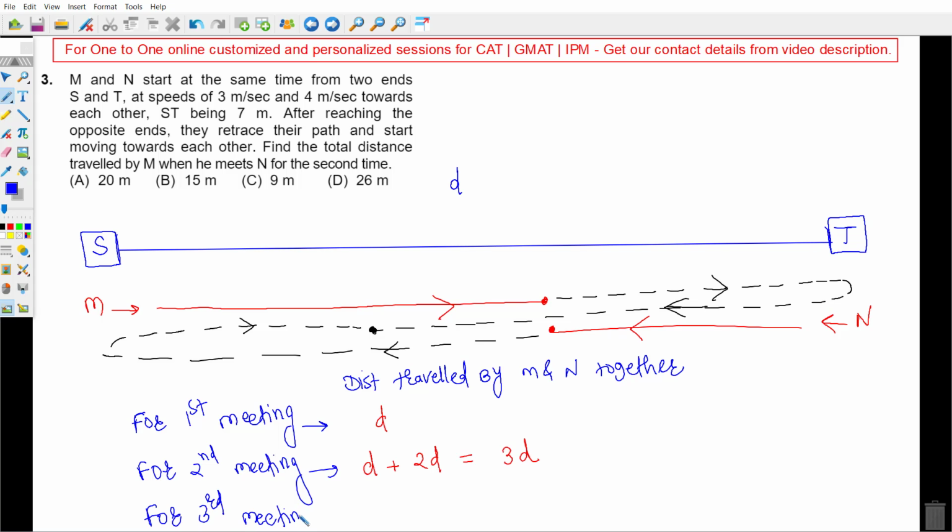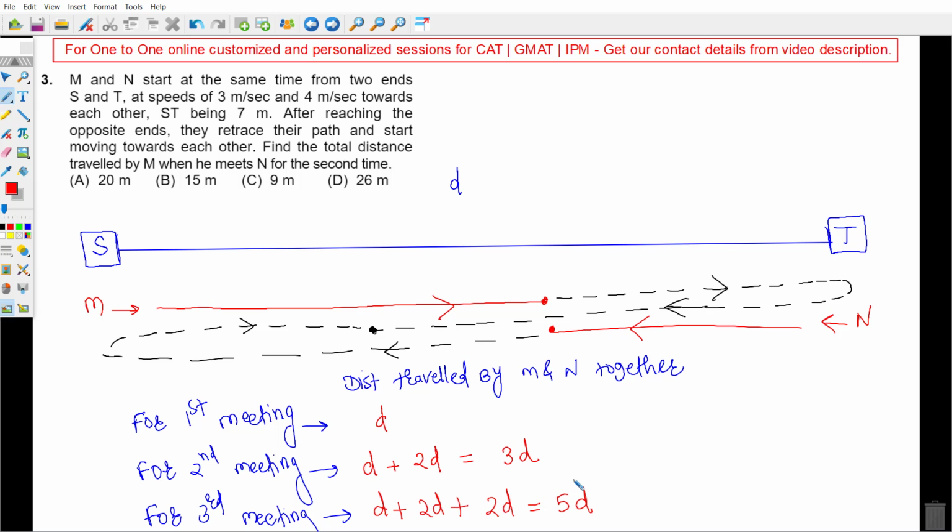Similarly, look here, for the third meeting, total distance traveled by M and N will be how much? Let's have a look at it. For the first meeting they need to travel distance D, for the second meeting they will be traveling distance 2D, and after the second meeting and before the third meeting they will be traveling again 2D. So for the third meeting, total distance traveled by M and N together will be how much? 5D.